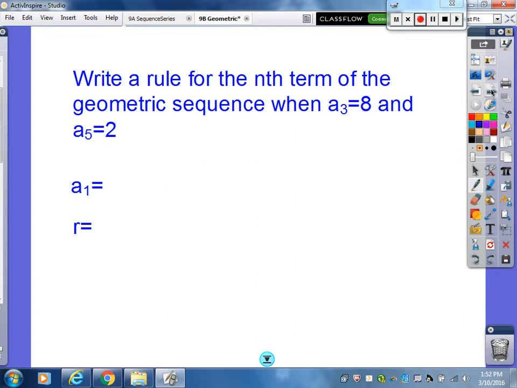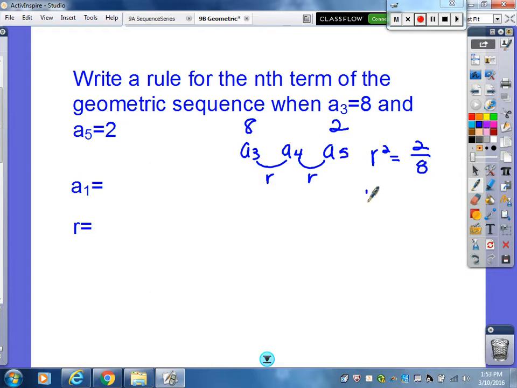Let's think about what's happening here. I've got my third term, my fourth term, my fifth term. So I know my third term is 8 and my fifth term is 2. Alright, so let's figure out how to find the ratio. Remember, I know I'm going to be multiplying by the same ratio each time. So that means that r squared is going to equal 2 over 8, because in order to get from 8 to 2, I'm going to have to multiply by r twice, which is r squared.